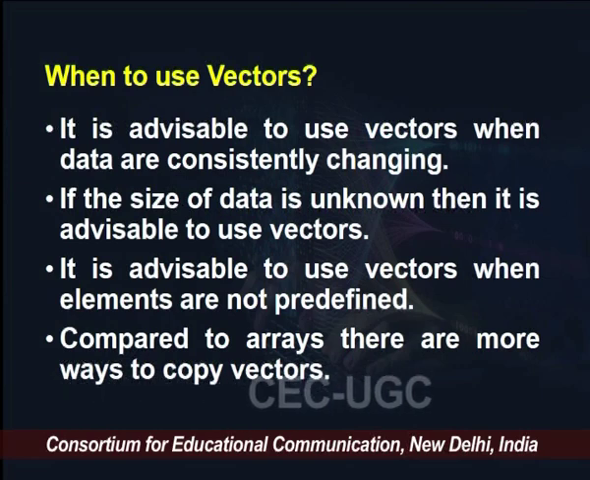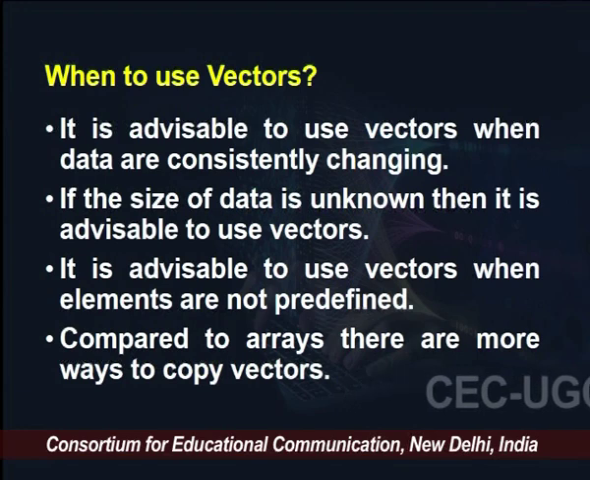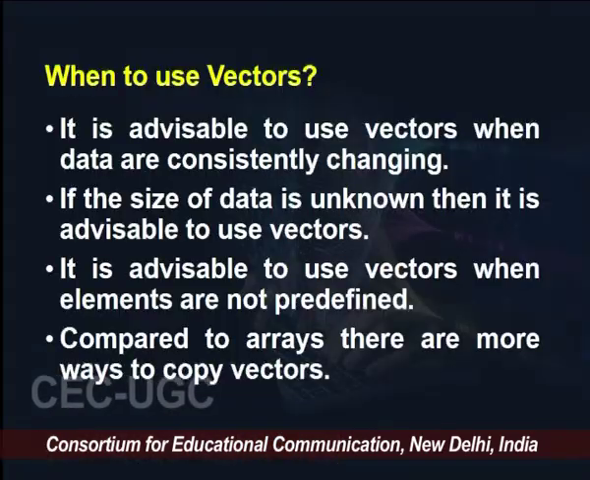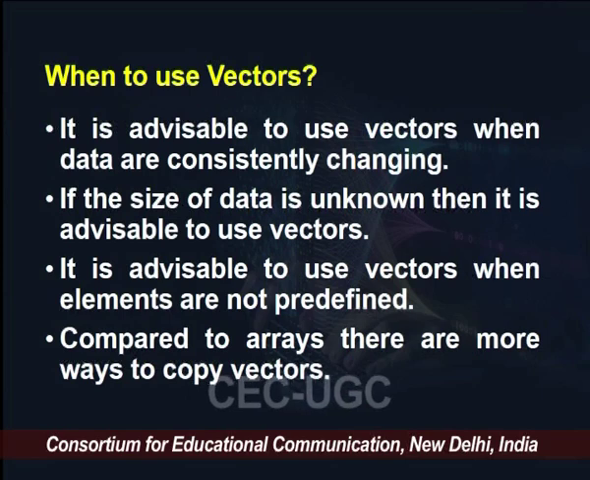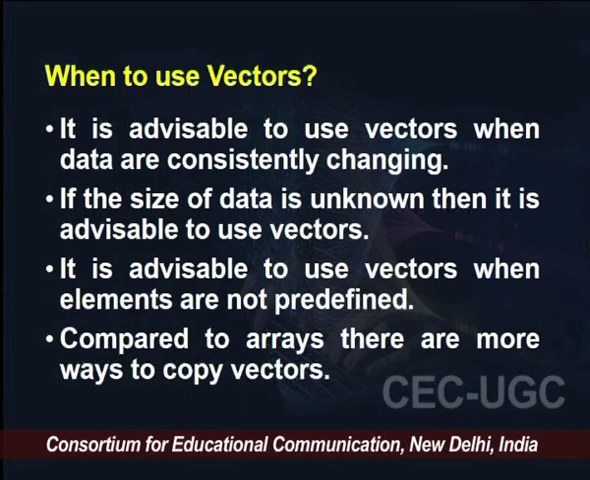And if the size of the data is unknown, then it is advisable to use vectors, because arrays at compile time ask you for a particular number or size, and if the size of the data at that time is not known, then we may end up having a small array or maybe a bigger array which is not appropriate. So, if the size of the data is unknown, it is advisable to use vectors.